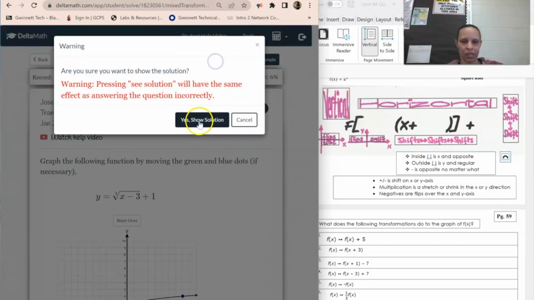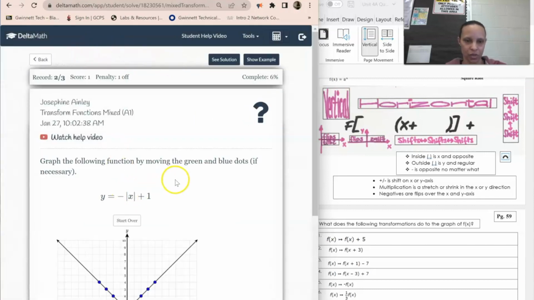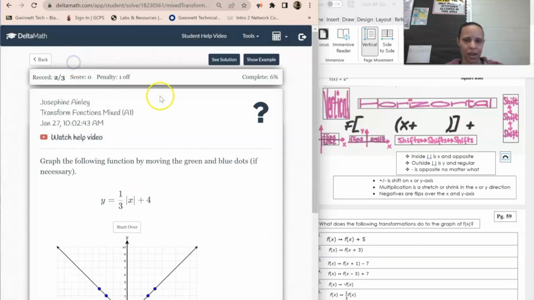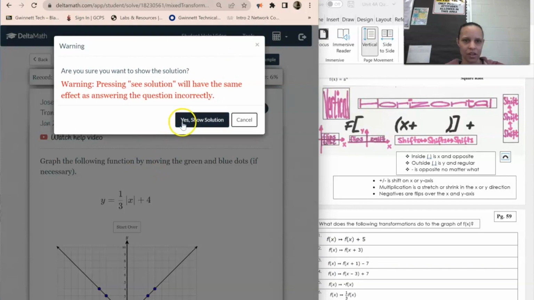All right, I'm going to get the next one wrong just so I can get more questions because I know we need them. All right, as a matter of fact, I'm going to do ones that we haven't done. So we did absolute value as the, in fact, let's do this one.